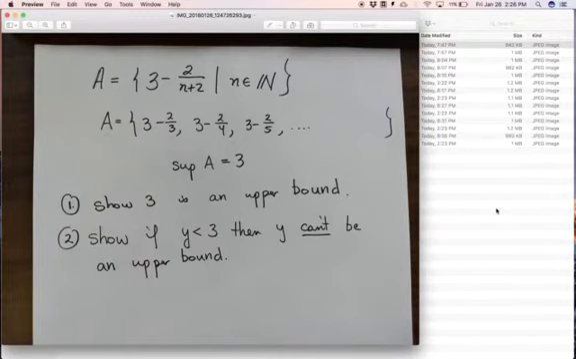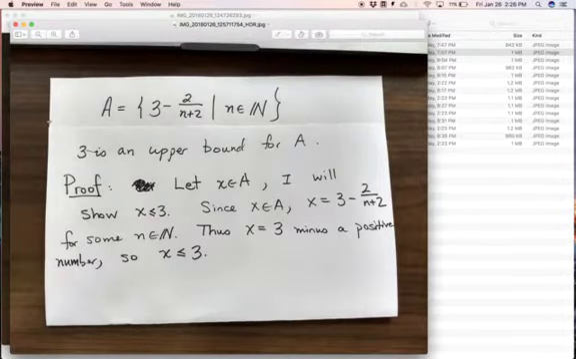Right? So great. We know that we want to show that 3 is an upper bound, so let's do that. So we want to show that 3 is an upper bound for A. And in this case, the intuition is clear, right? Every element of A is going to be 3 minus a positive number, so everything in the set is going to be smaller than 3.